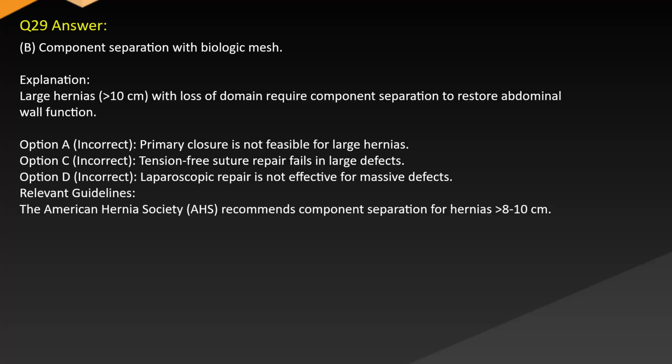Answer: B. Component separation with biologic mesh. Explanation: large hernias, 10 cm, with loss of domain require component separation to restore abdominal wall function. Option A incorrect. Primary closure is not feasible for large hernias. Option C incorrect. Tension-free suture repair fails in large defects. Option D incorrect. Laparoscopic repair is not effective for massive defects. Relevant guidelines. The American Hernia Society (AHS) recommends component separation for hernias over 10 cm.